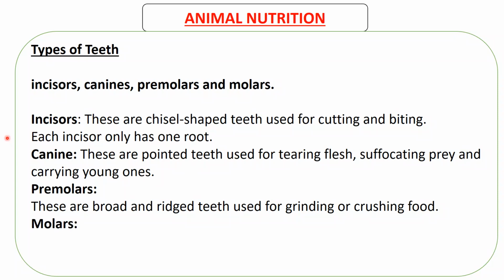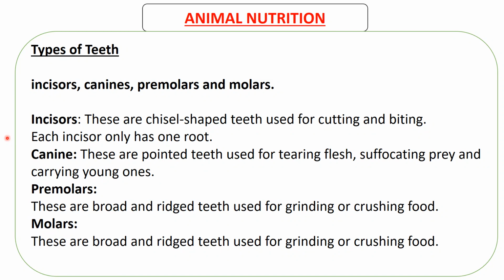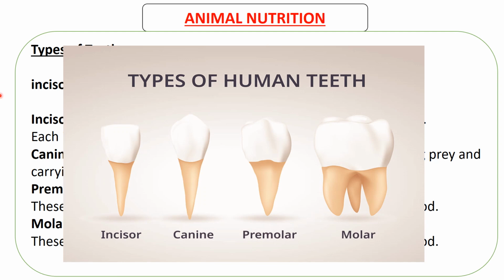Then after premolars we have molars. Molars are used for the same function and they have the same shape: broad and ridged teeth used for grinding or crushing food. So let's take a look at a picture of all these types of teeth. We're going to concentrate on the crown, not the root. The incisor looks like this. Then the canine is pointed, as you can see here. It's different from this one, which is chisel shaped.